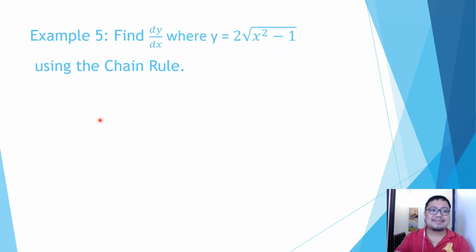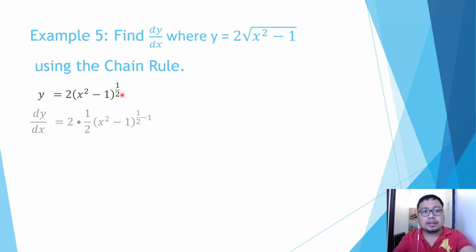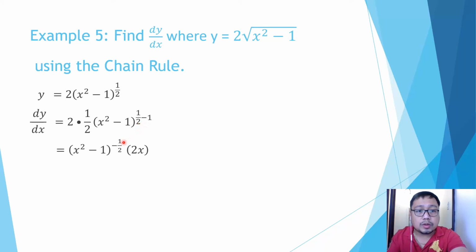Example number 5. Find the derivative of the function y equals 2 root (x squared minus 1) using the chain rule. Again, this is in radical form, so change it into exponential form. The root will become a power of 1/2. So power rule: 2 times 1/2 times (x squared minus 1) raised to 1/2 minus 1, n minus 1. So 2 times 1/2 is 1, times (x squared minus 1) to the 1/2 minus 1, which is negative 1/2, times the derivative of the inner function, which is 2x, because the derivative of x squared is 2x. The derivative of negative 1 is 0.